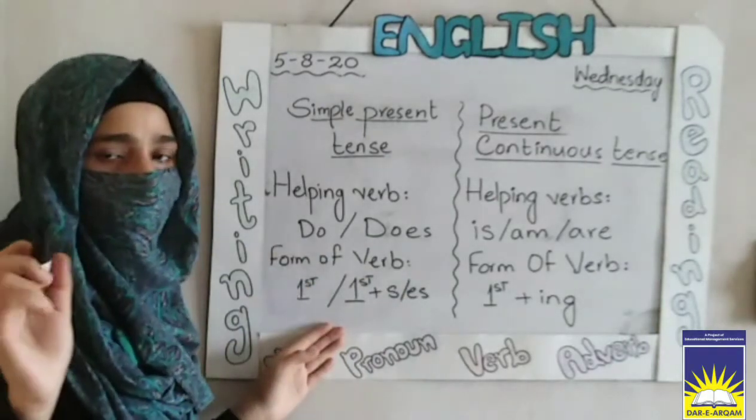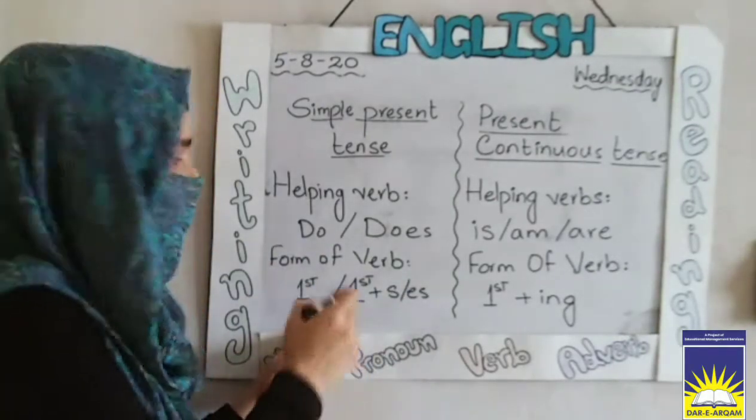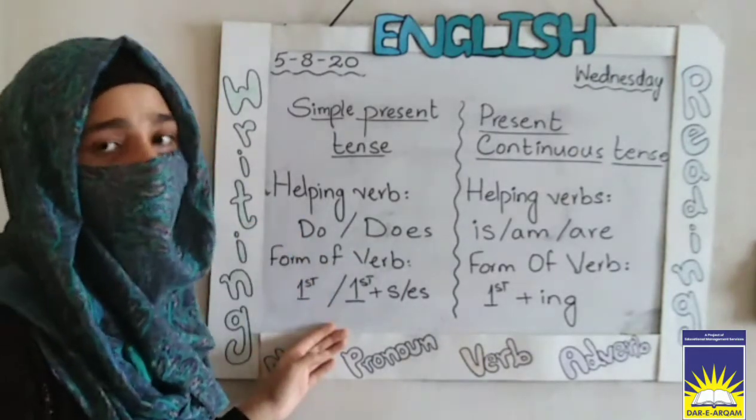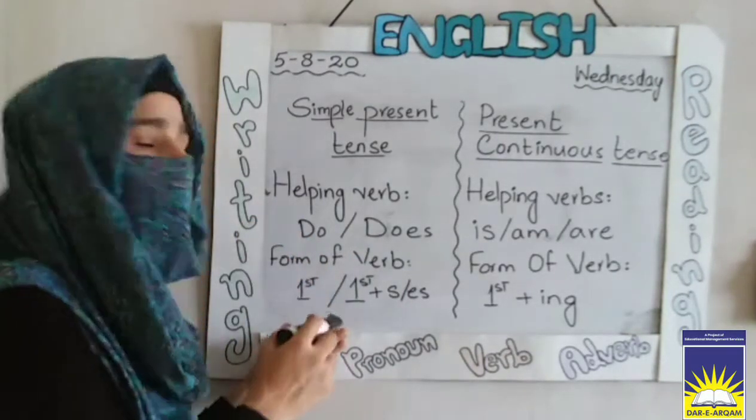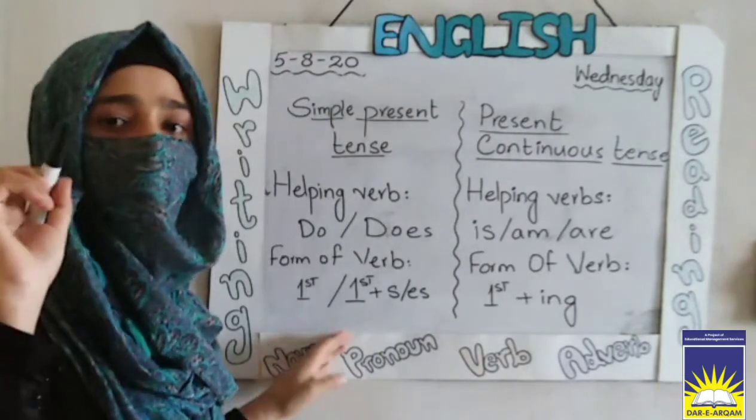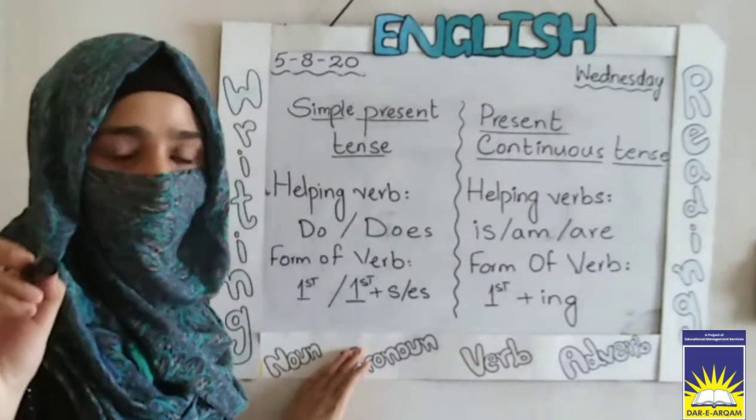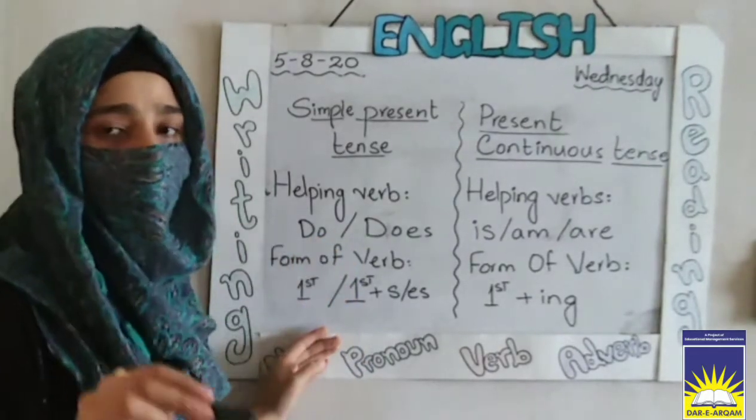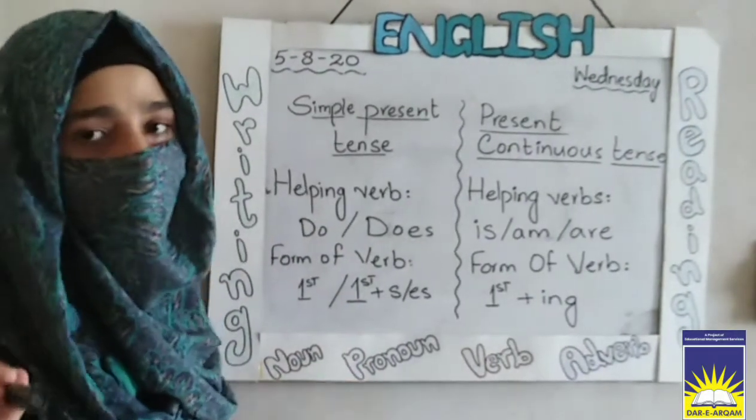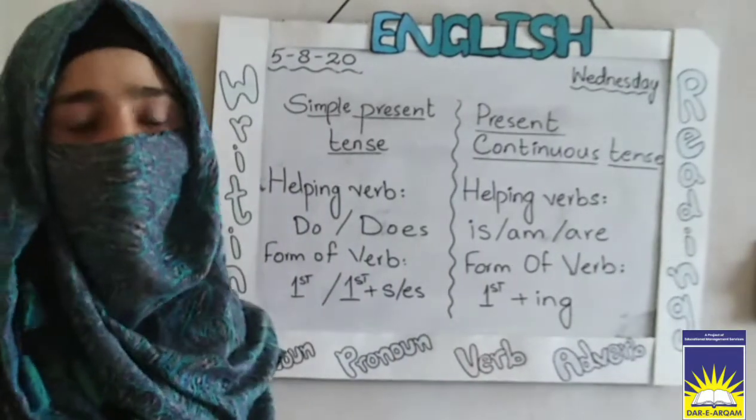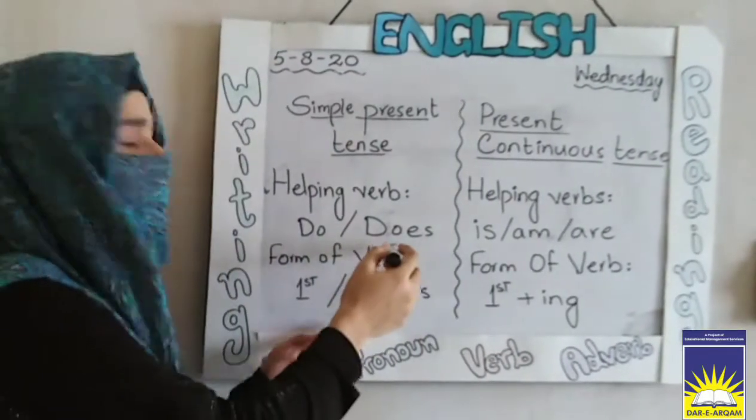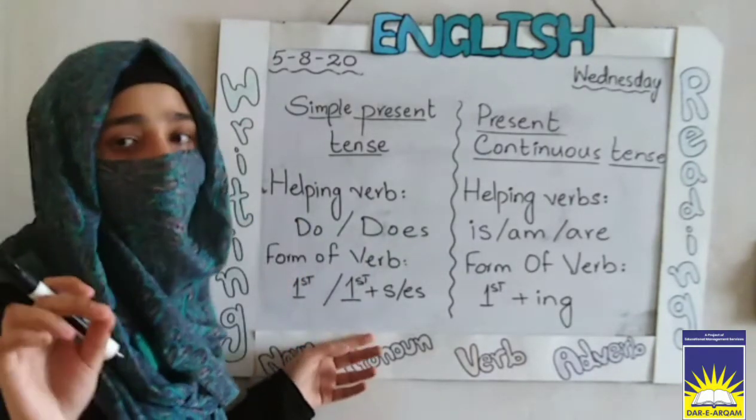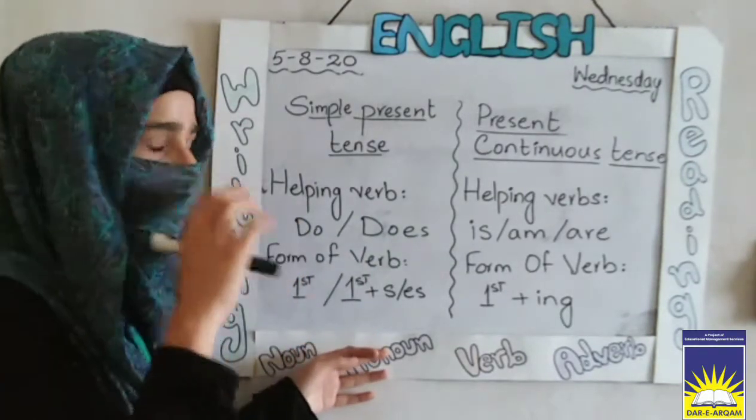I am repeating again the information that I gave you about using these helping verbs, with which we use do and with which we use does. As I told you, with I and plural subjects we use do. But when we are talking about any singular or third person, for example he, she, it, or any singular name, we use does. So this is the basic information you should remember while making the sentences.